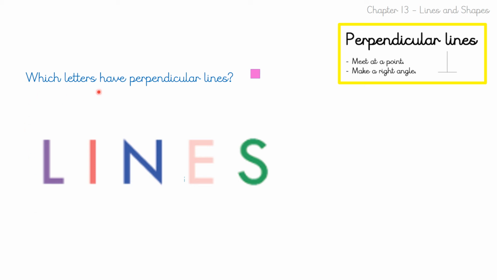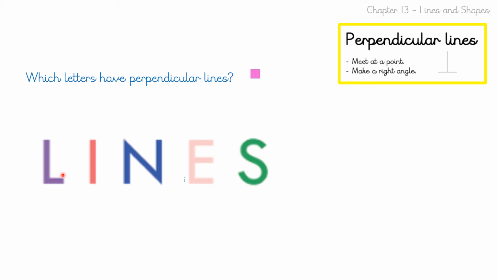Which letters have perpendicular lines? We know that perpendicular lines are lines that meet at a point and they make a right angle. So the easiest way to find perpendicular lines is by finding right angles. So, letter L. Can you see a right angle here? Amazing! There is a right angle here, and there are 2 lines that meet at a point to make that right angle.